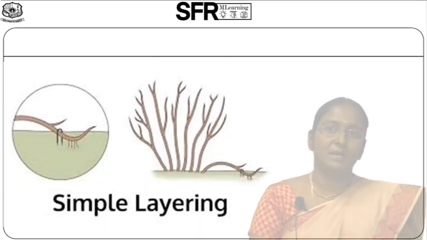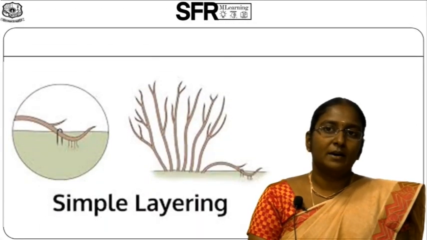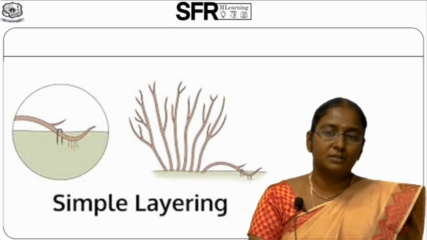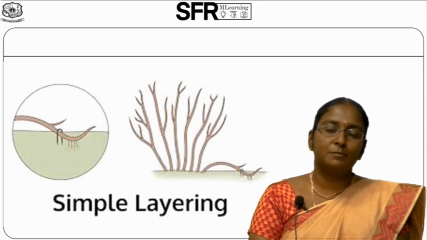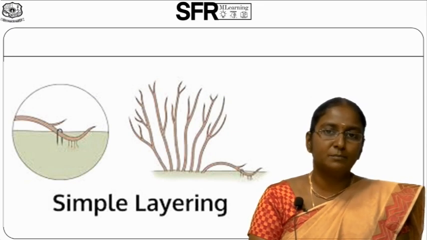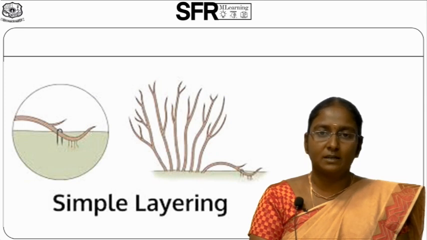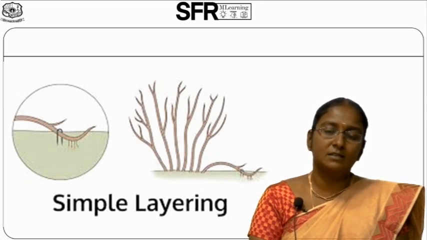And this is how simple layering is done. What we have to do, as shown in the picture, is bend the lower part of the stem that is grown on the plant. A cut is made, or a wound is created, and a small stone should be kept inside the cut so that it stays open. Then insert the cut branch into the soil.